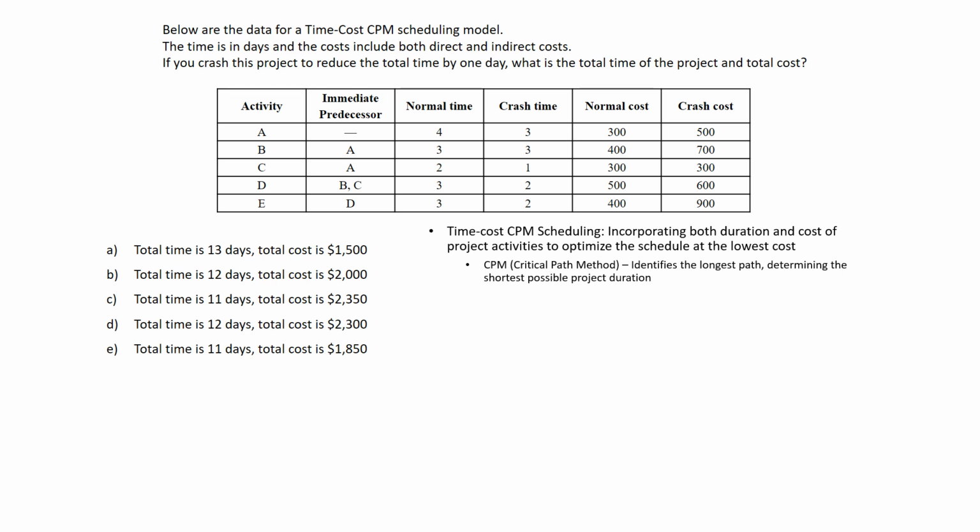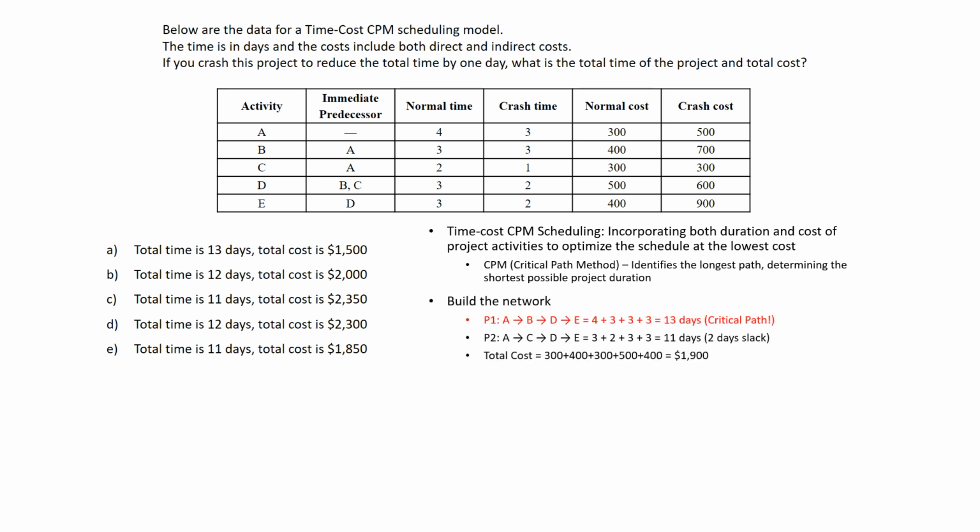Time cost CPM scheduling is incorporating both duration and cost of project activities to optimize the schedule at the lowest cost. CPM is identifying the longest path, determining the shortest possible project duration. So there are two paths because activity D has two immediate predecessors.